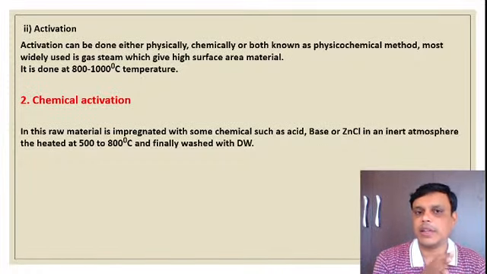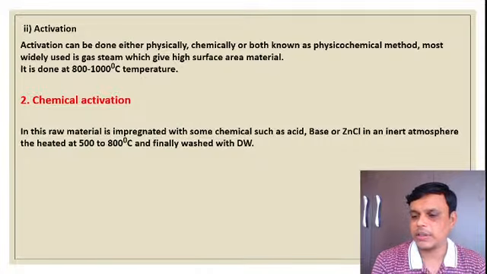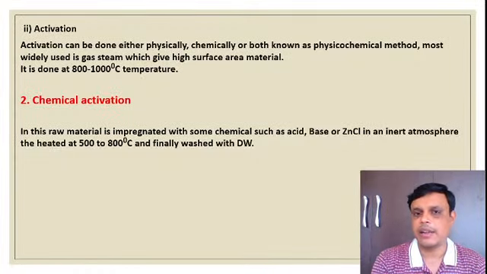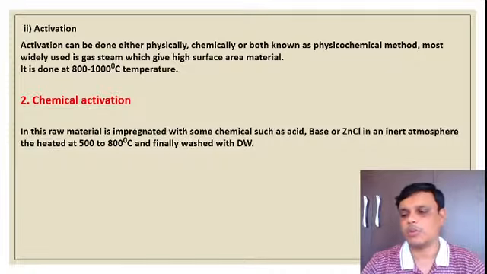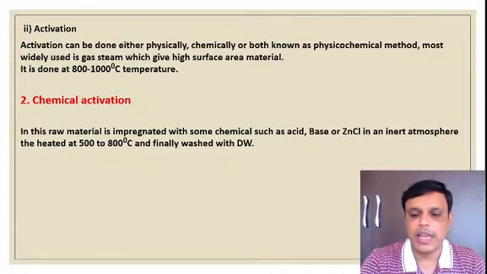After it is impregnated with acids or base or zinc chloride, it is heated at 500 to 800 degrees Celsius, and after natural cooling, that material is washed with distilled water. So this is the chemical activation method.